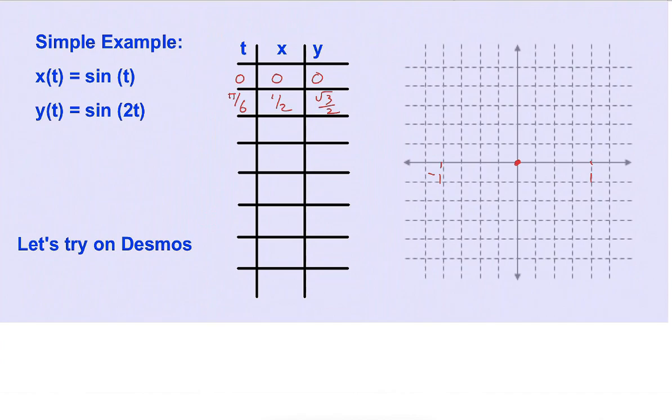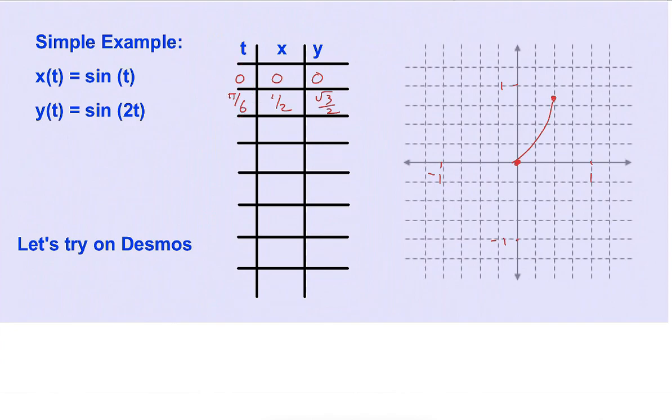Root 3 is about 1.7, so root 3 over 2 is about 0.85. It's really a little bit more than that. So we've got a coordinate at 0.5, 0.85. Let's scale my y-axis the same way I scaled my x-axis. 0.5, 0.85 is about up here. So in the time that it took our t to go from 0 to pi over 6, our coordinate has moved up to here.